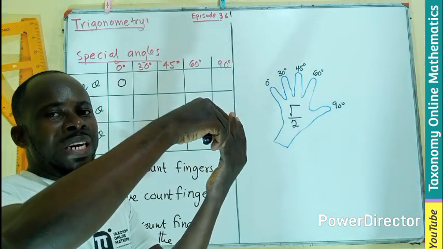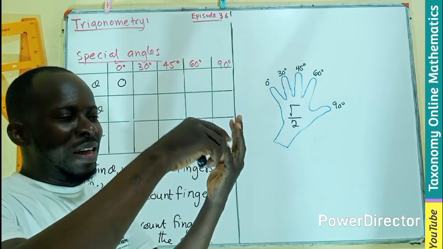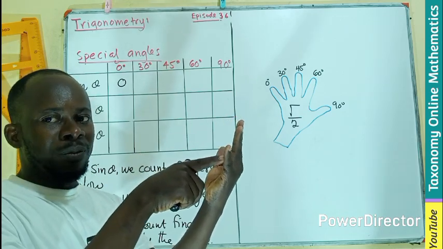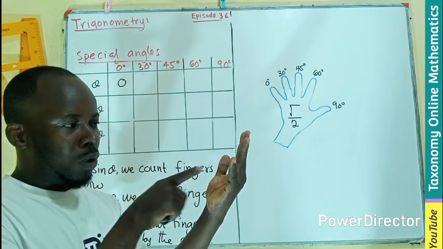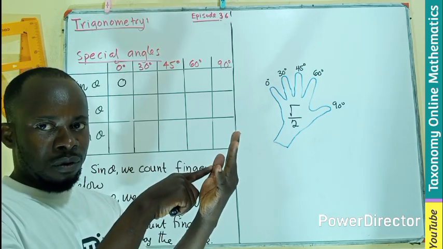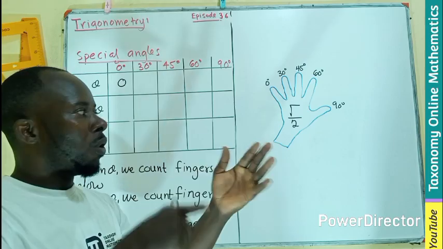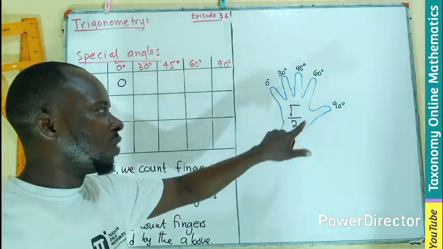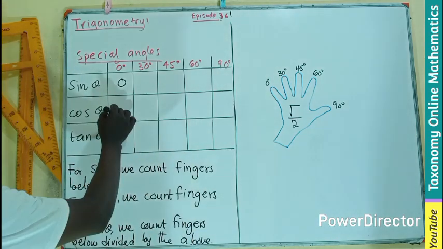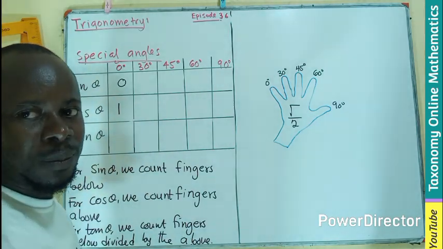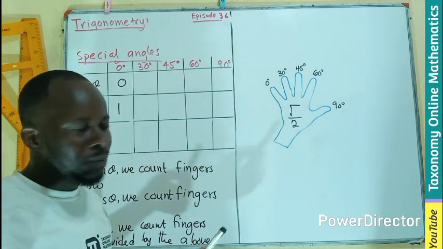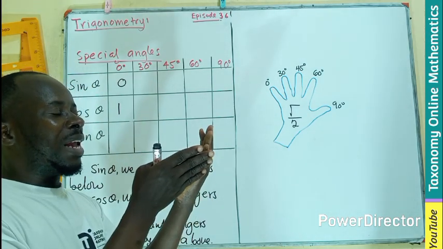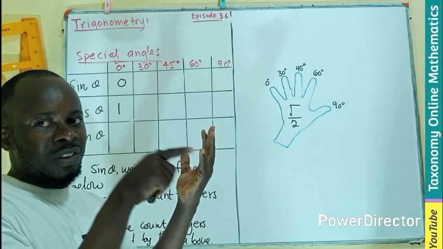So we are still on this pinky finger, at 0. We are going to count the fingers above the 0 for cos: 1, 2, 3, 4. So I put 4 here, meaning root 4, which is 2. 2 divided by 2 will give you 1. So cos 0 is 1.